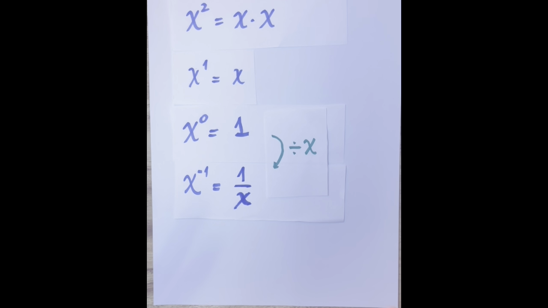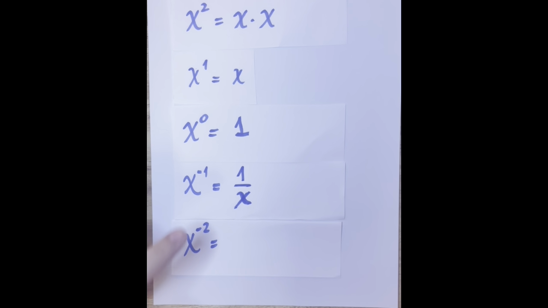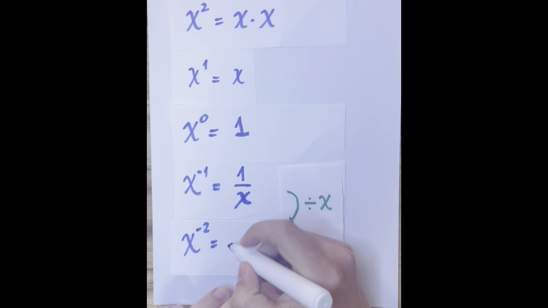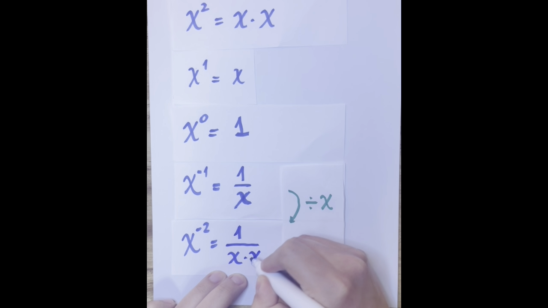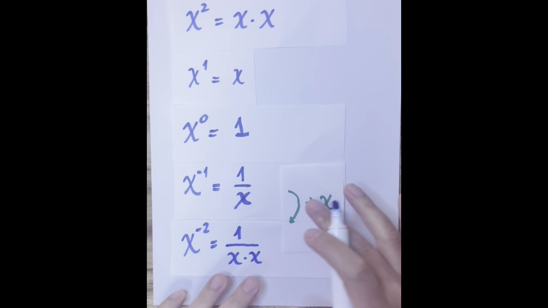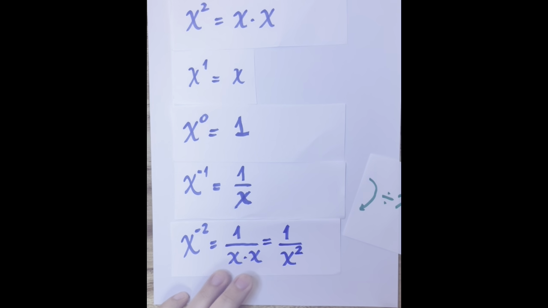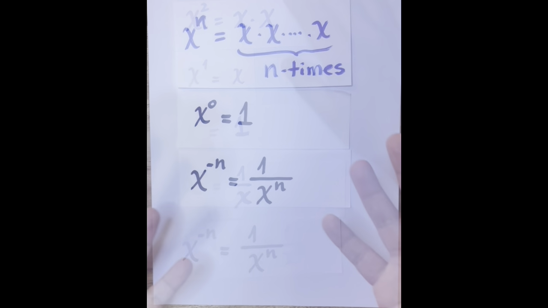Now, if we keep going down, x to the negative 2 would be the same thing as x to the negative 1 divided by x. So x to the negative 2 will be 1 over x, with another x on the bottom, so 1 over x times x. But we can write this as 1 over x squared. Now, note something important here. Essentially, if we keep going down, we will have that x to the negative n will be 1 over x to the n.